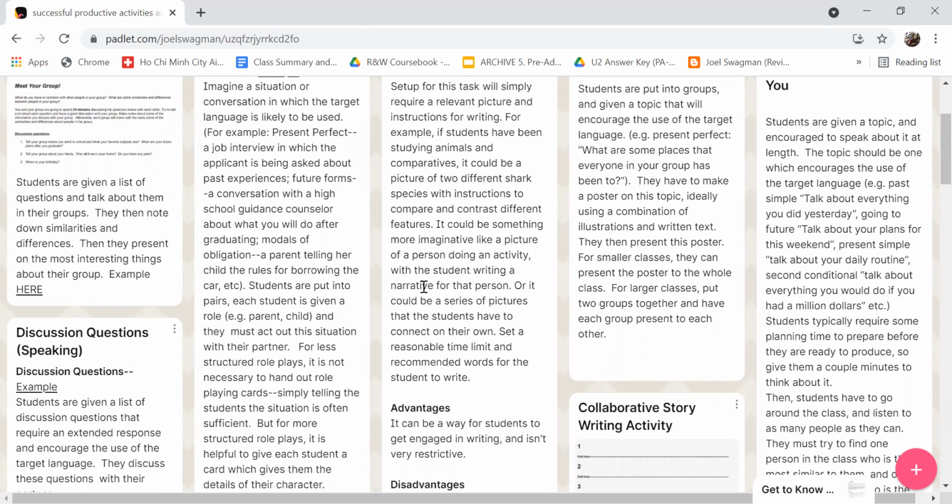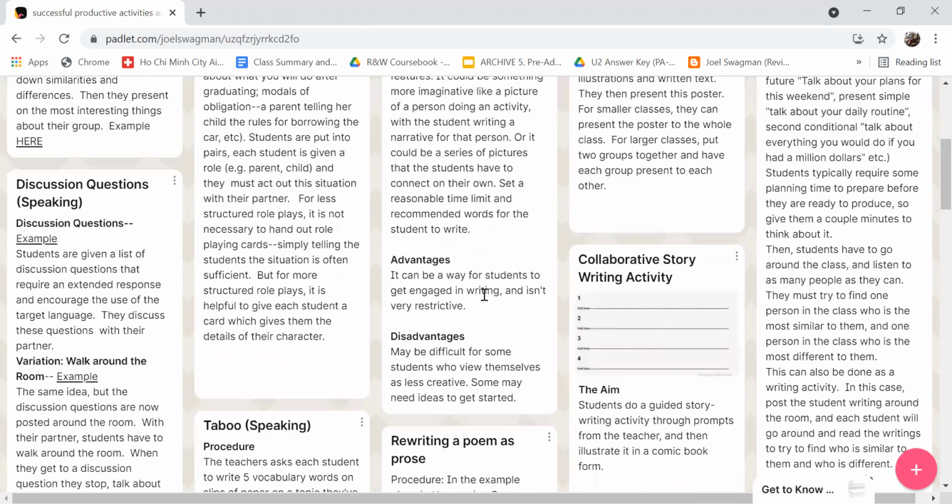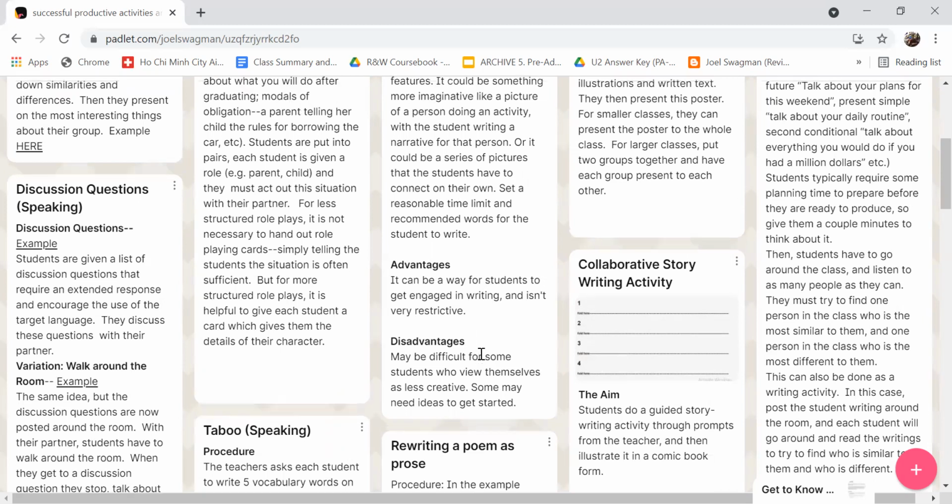It could be used for doing narratives, could be used for connecting a series of pictures, depending on what the objective is. It can be a really great way to get the students engaged in writing by giving them a visual prompt, and it's not very restrictive, but it may be difficult for some students who view themselves as less creative to get started.